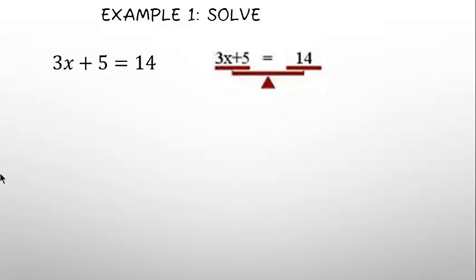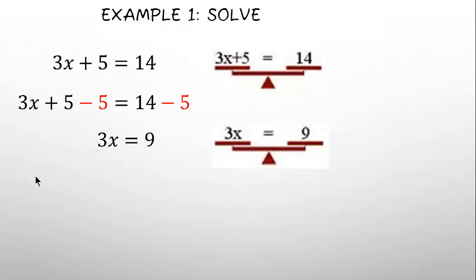So the opposite of adding 5 is subtracting 5, because I want it to go back to 0. So if I subtract 5 from both sides, I end up with 3x plus 5 minus 5 equals 14 minus 5. So simplifying that, I end up with 3x equals 9. Looking at that on the balance beam, it is still balanced because I have subtracted 5 from both sides. So it hasn't changed.